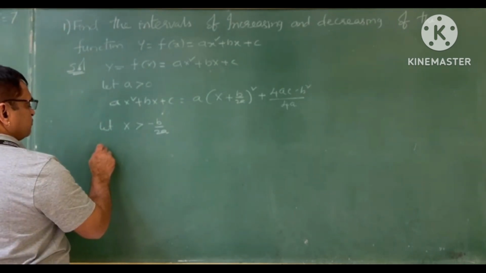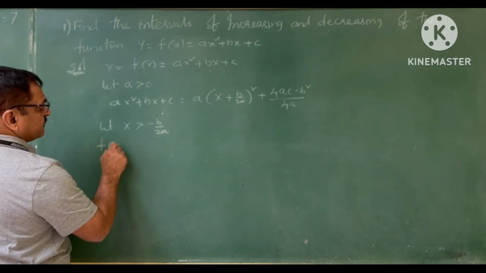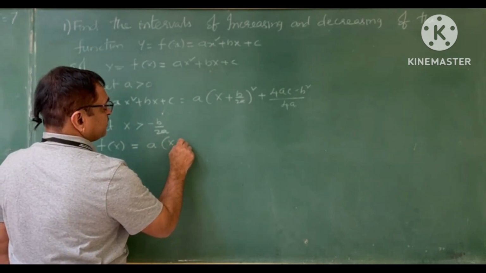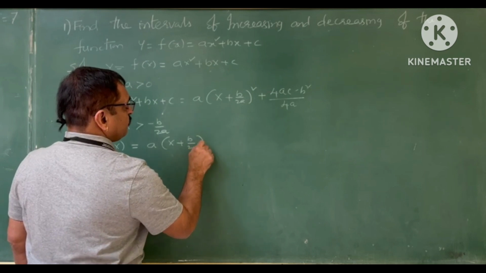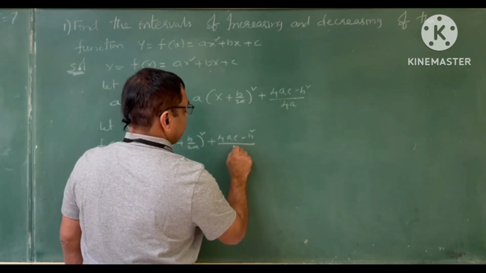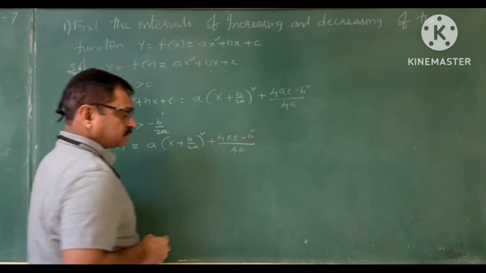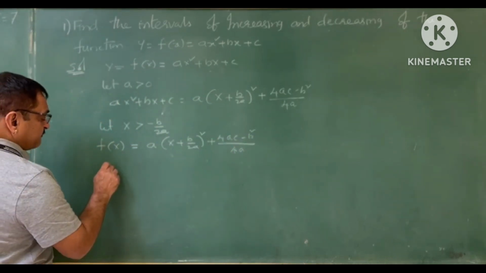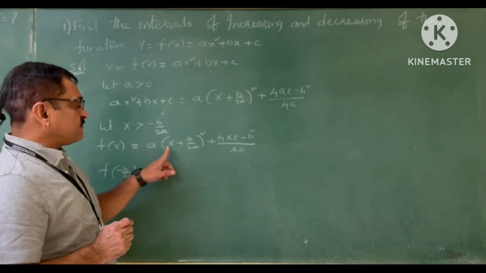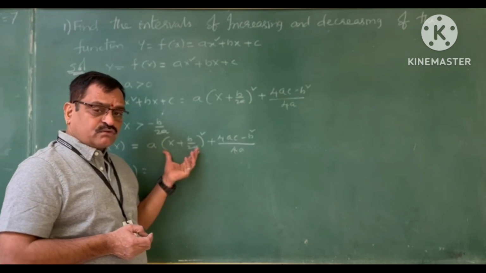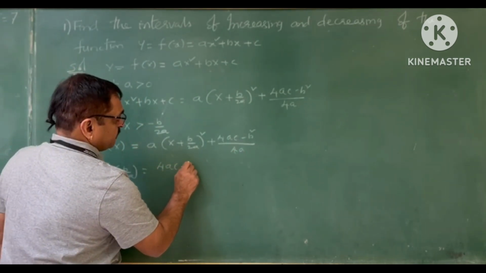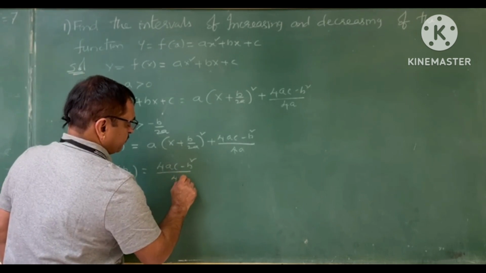Now find f of x. f of x is nothing but a times (x plus b by 2a) whole square plus (4ac minus b square) by 4a. And f of minus b by 2a: when you substitute minus b by 2a, it will become 0, so we have only this part, 4ac minus b square by 4a.